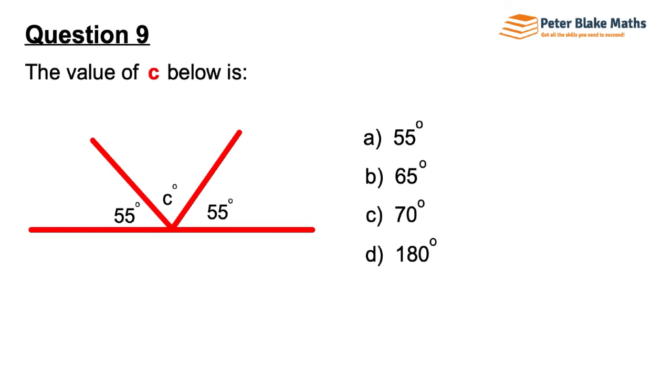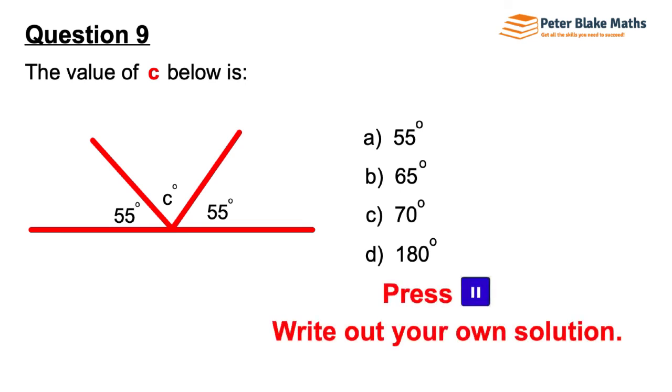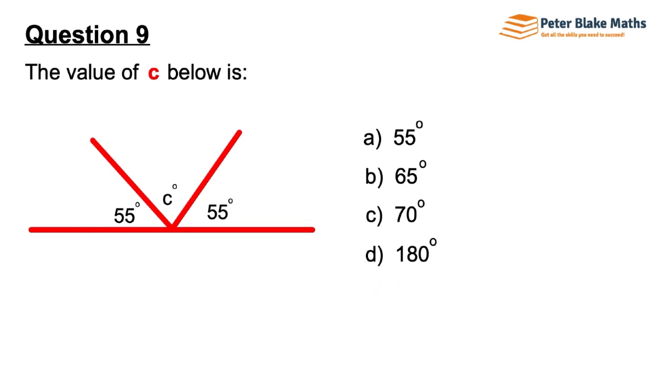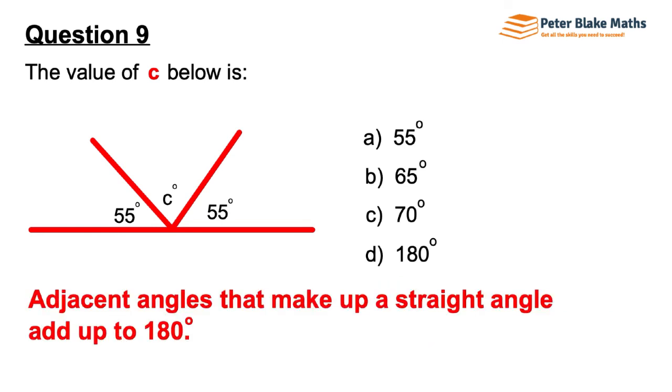Question 9. The value of c in the diagram below is 55 degrees, 65 degrees, 70 degrees, or 180 degrees. Adjacent angles that make up a straight angle add up to 180 degrees. We've got 3 adjacent angles there that are all sitting on a straight line, so we know they add up to 180 degrees. So we'll do some calculation that looks a bit like this.